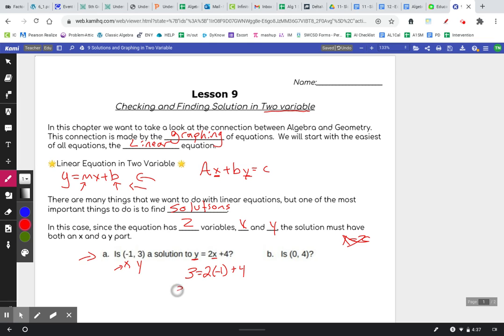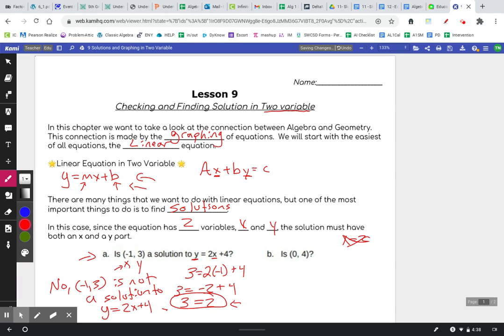So the left side is just 3. I'm going to leave it as 3. The right side, I see 2 times negative 1, which is negative 2, and I bring down the plus 4. Negative 2 plus 4 is 2, and the other side of the equation is 3, and I get 3 equals 2. Well, what was I asked? I was asked, is negative 1, 3 a solution to this? Since this is not true, we say no, negative 1, 3 is not a solution to y equals 2x plus 4. A solution means if I were to graph this, that point would be on that line, and it's not.